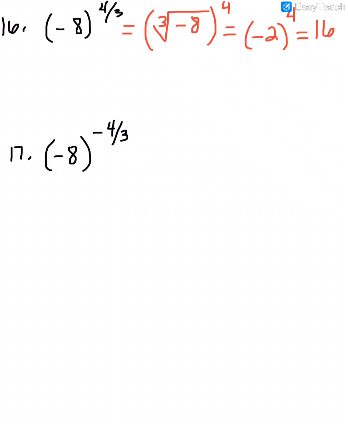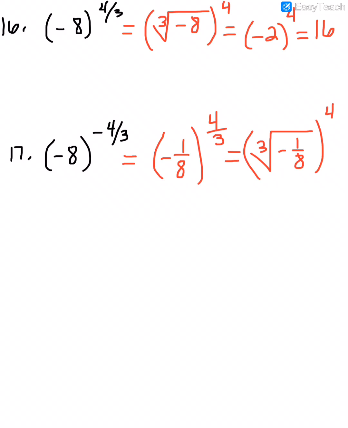For number 17, we have a negative exponent, so we need to take the reciprocal of our base, which would be a -1/8. It doesn't change the sign of the base, it only changes the sign of the exponent. So now we have a -1/8 to the positive 4/3 power, and that would give me the cube root of negative 1 over 8 raised to the 4th power. Well, the cube root of negative 1 over 8 would be a negative 1/2, and negative 1/2 raised to the 4th power would become positive 1 over 16.